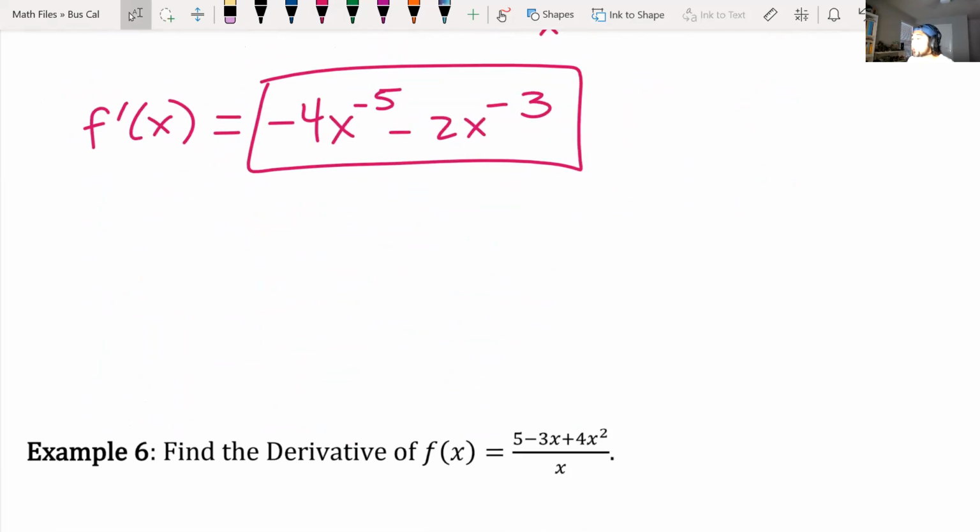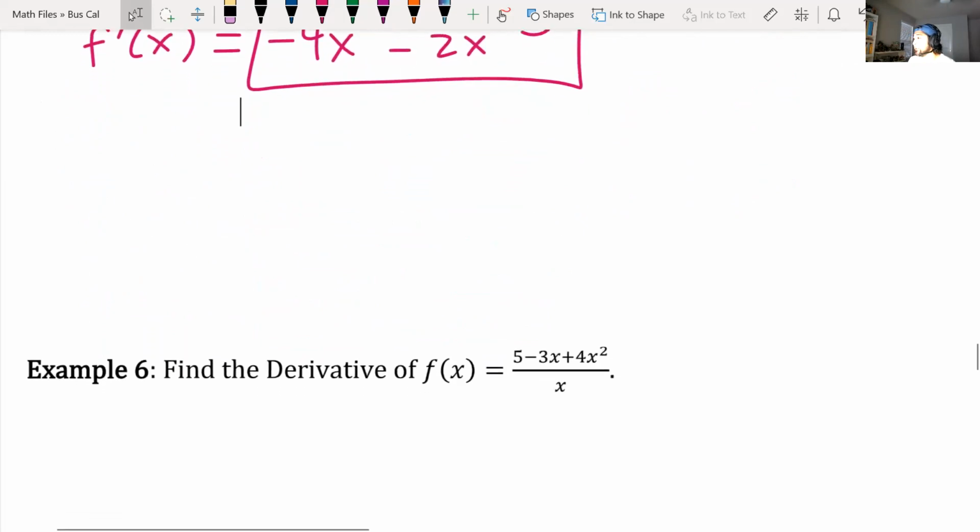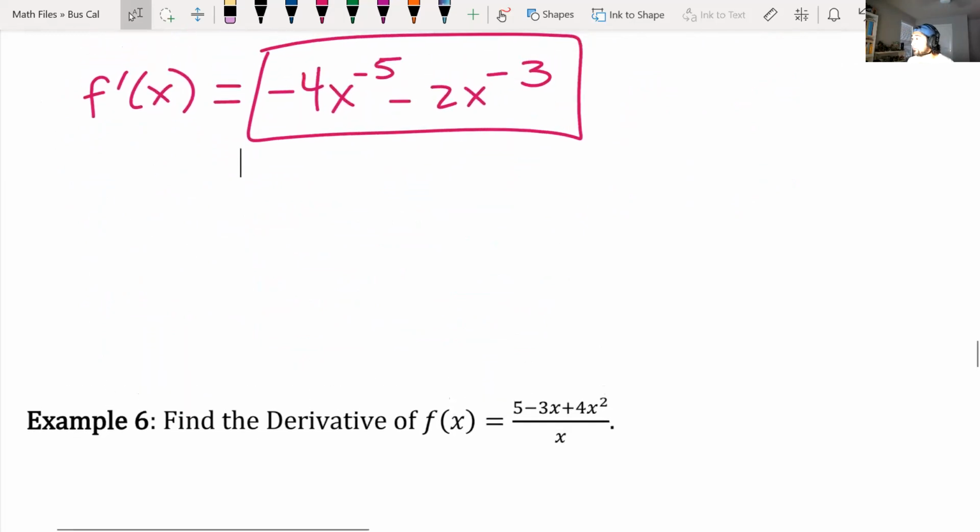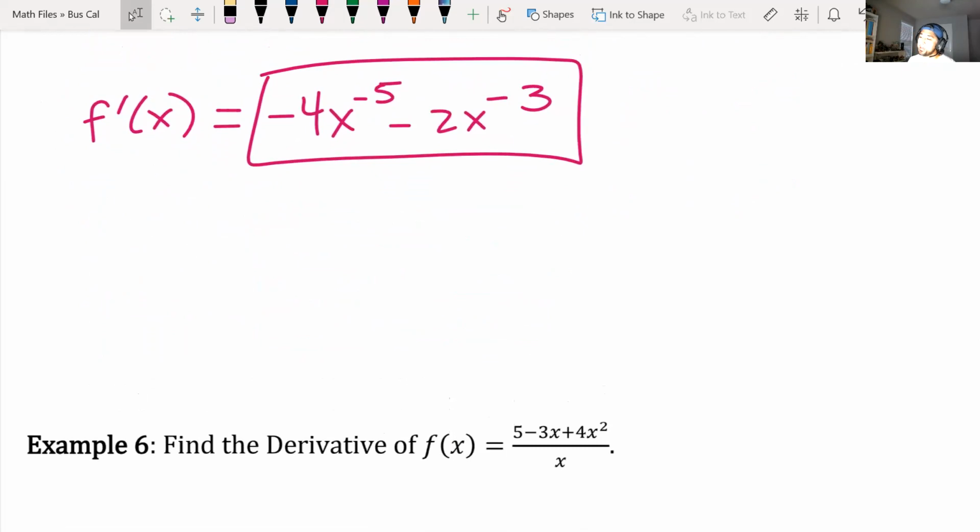I'll leave you alone for like 2 minutes to try this one out. It's going to be the same concept as the one above. I'll start you off with a hint. How many terms are in your numerator on this example? Three. Which means how many fractions can you split it into? Three. There you go. Go from there. I could give you guys about 3 minutes on this. Go ahead and try this one out on your own.